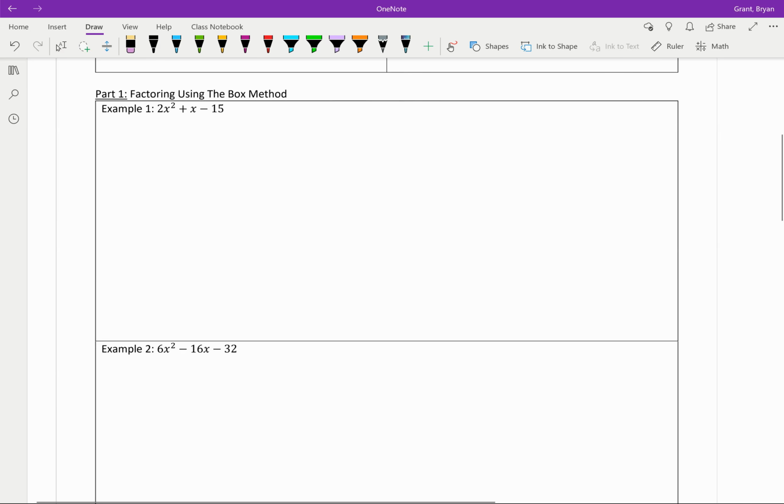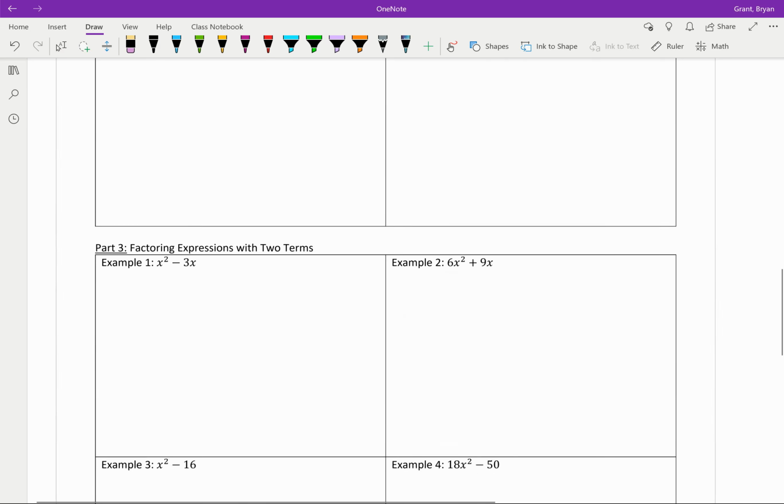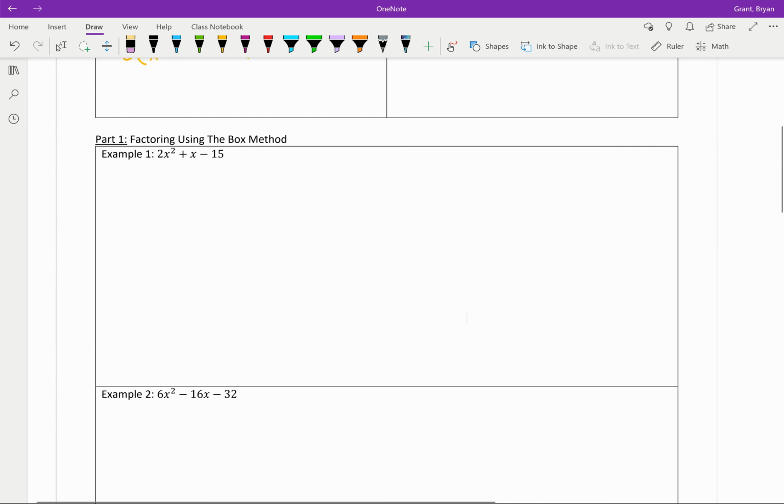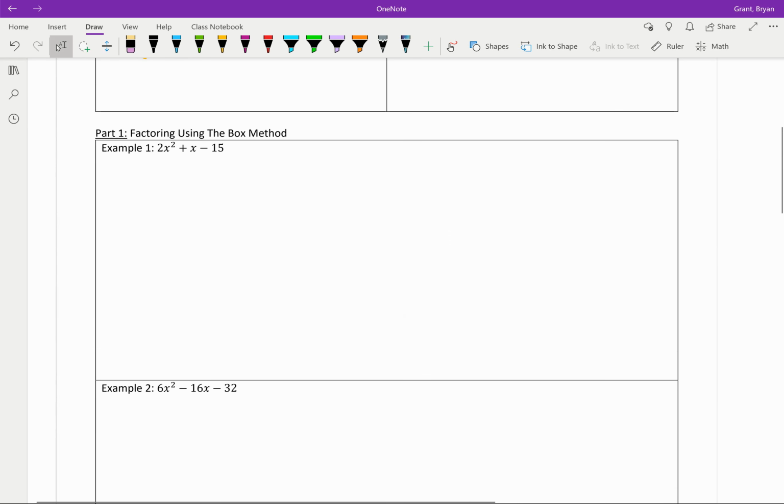On every equation that we look through, and we're going to look at about 8 total equations today, you can use the box method. That's what we start teaching you, and then we learn other ways to factor after that. You can always use the box method. So let's get to it.